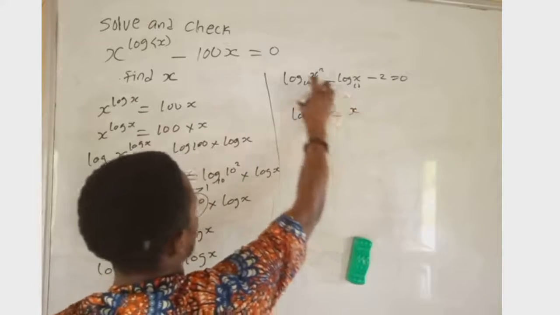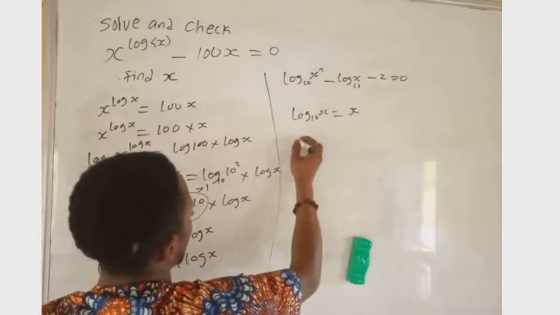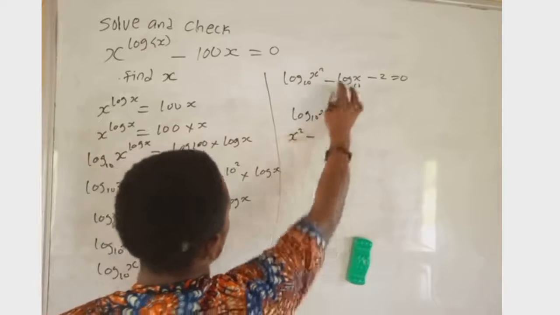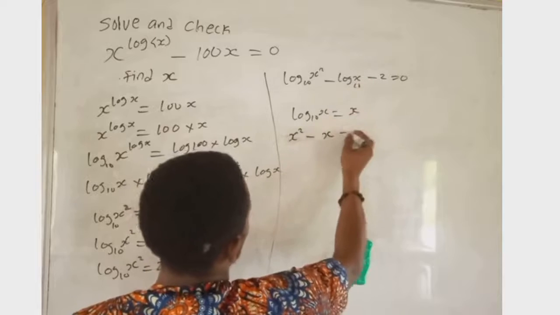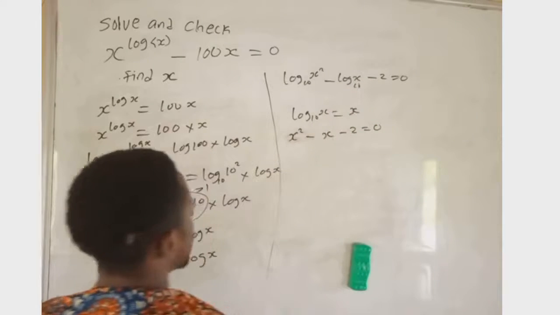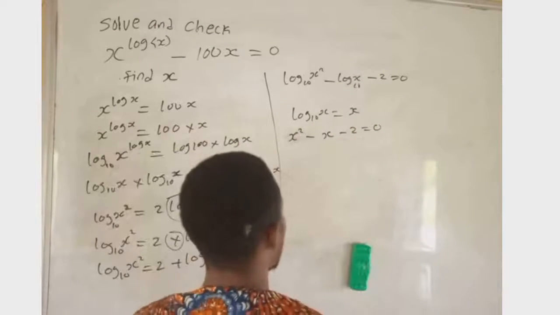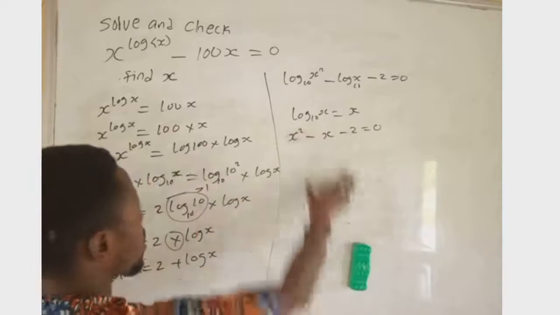So when you put this in this place, this one now becomes s squared minus s minus 2 equals 0. So now this is our quadratic equation. We can use the factorization method to solve this quadratic equation.